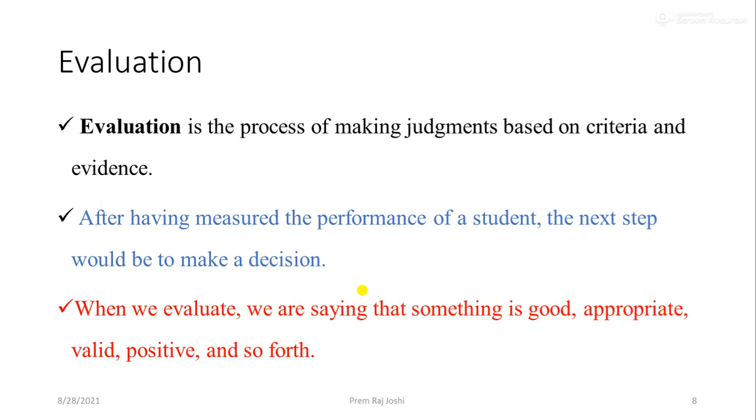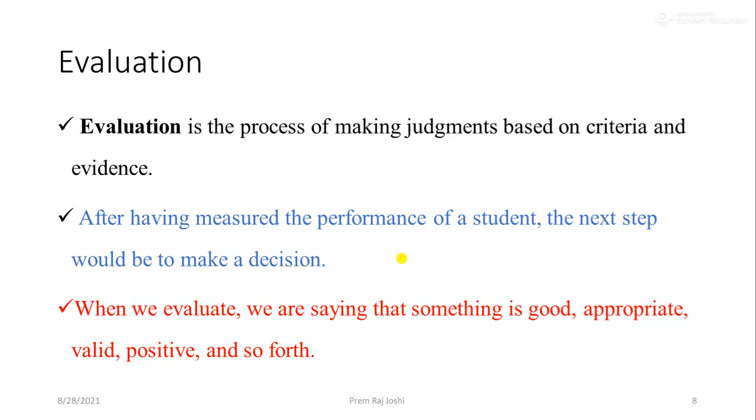Evaluation means after measurement, we come to some numerical value of the test. And now this is the time of judgment, the time to make the decision. It is the process of making judgment based on criteria. For example, if a student got 92 marks, now we have to evaluate what grade the student got. The student got A plus, and we can then say that the student is very bright. Now we are evaluating the student.